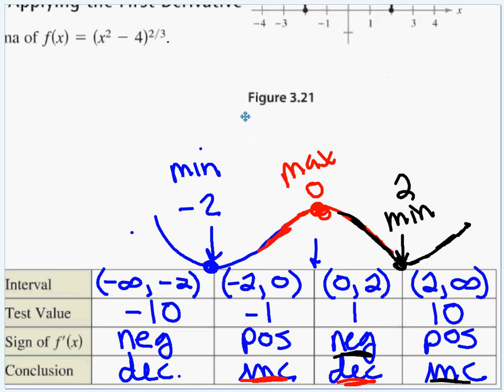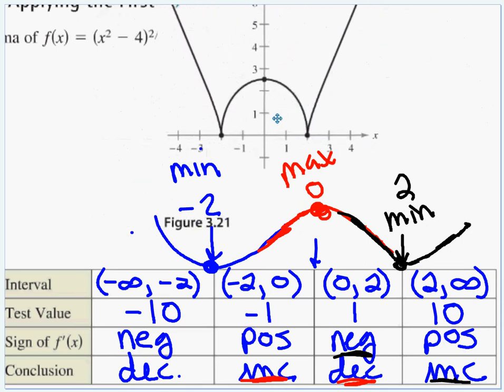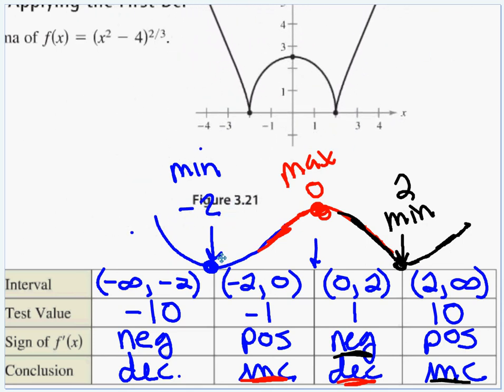And the real graph of this would look something like this. And again, at negative 2 and 2, where the derivative would have a 0 denominator, we have these non-differentiable cusps. And the one point where we set the derivative equal to 0, that came from our numerator. That would have a horizontal tangent line because our derivative would equal 0 at that point.